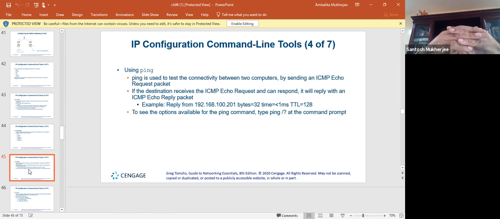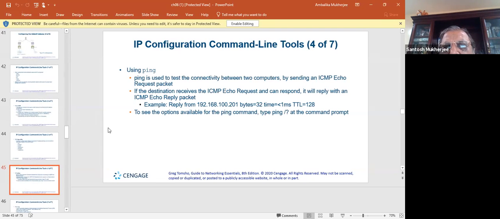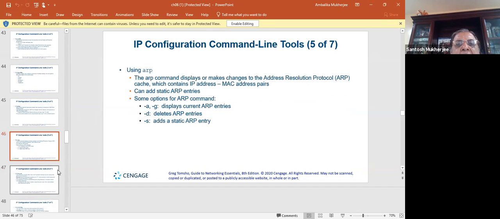So ping is used to test the connectivity between two computers by sending an ICMP echo request packet. It sends the packet and checks whether the two computers are connected. If the destination receives the ICMP echo request and can respond, it will reply with an ICMP reply packet. So as soon as it gets there, it sends the reply from bytes. To see the options available for the ping command. So ping is basically to see whether the two computers are connected or not.